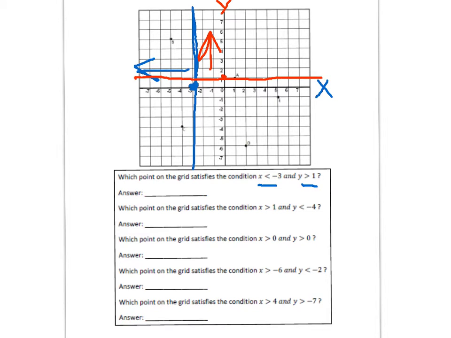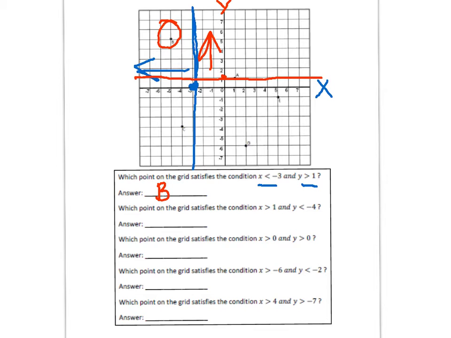You can see that point B is to the left of the blue line, and it's above the red line, which satisfies x is less than -3 and y is greater than 1. So letter B, or point B, is going to be your answer for the first one.